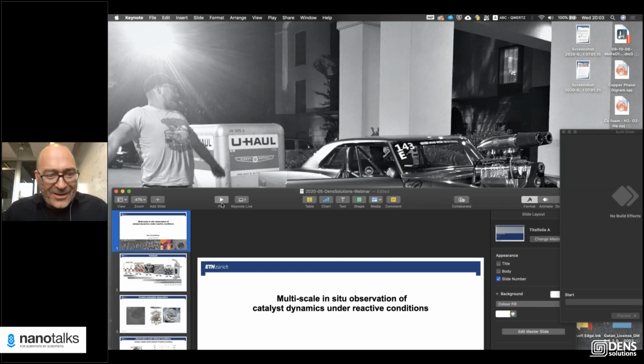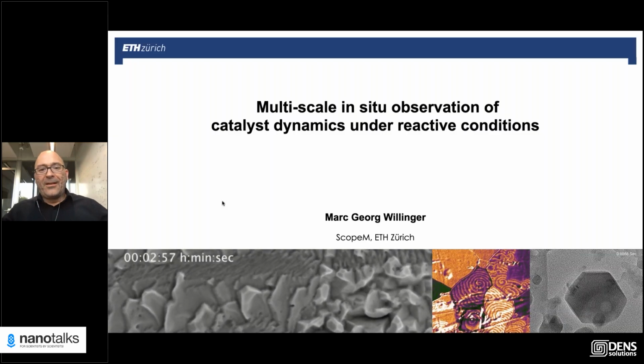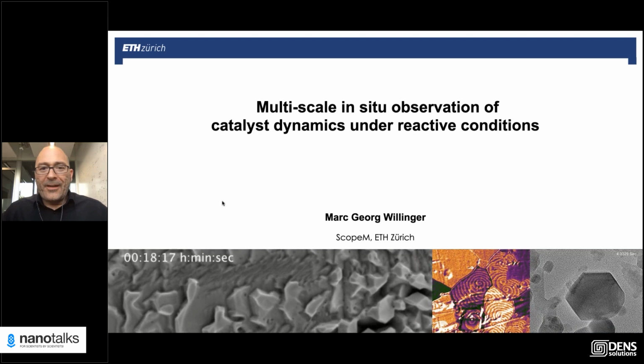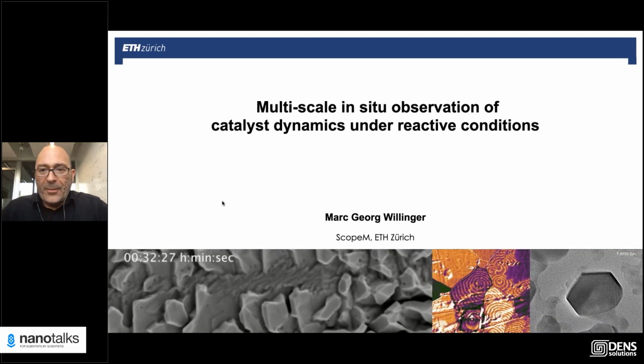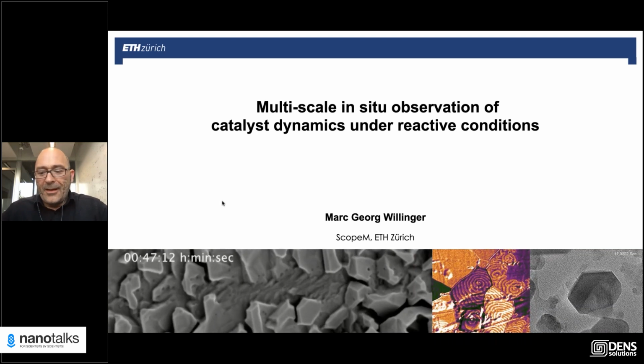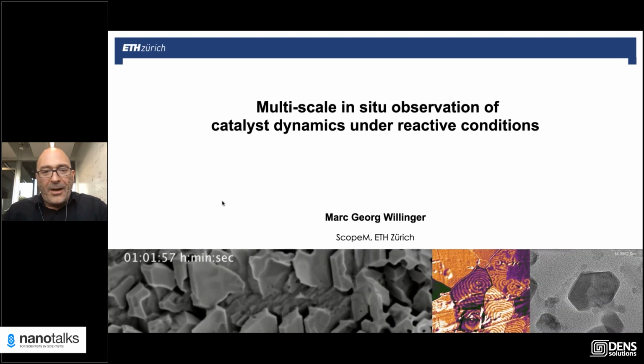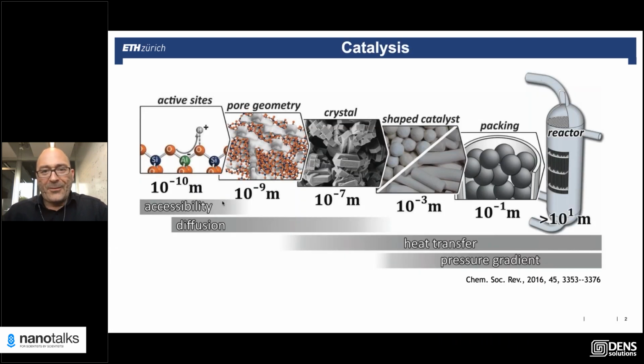Hello everyone, I just switched to presenting mode. So I will speak about multi-scale in situ observation of catalyst dynamics under reactive conditions. I don't know exactly who you all are, so I start first quickly with a few words on catalysis. Catalysis is a quite complex multi-scale phenomenon. You see that there are some processes happening on the very small scale, like atomic and electronic excitements at very small time and lateral scales.